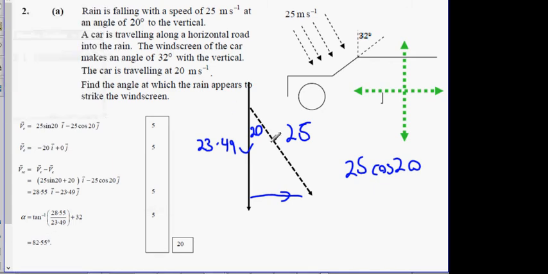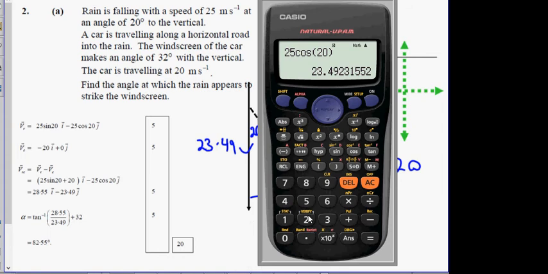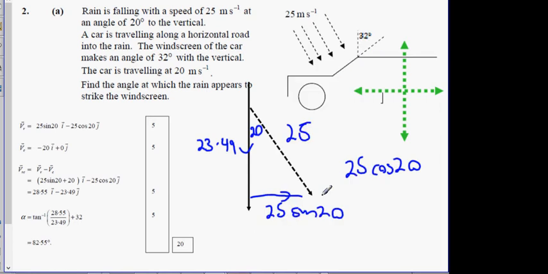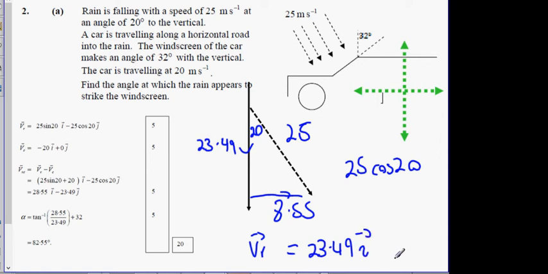Okay, so this is 23.49. So the other one is 25 sine 20. So you put that into the calculator, 25 sine 20. 8.55, okay? So that's 8.55. So what we can do now is we can break this down into the velocity of the rain. Phi r is going to be 23.49 across to the right and going down at 8.55 J.